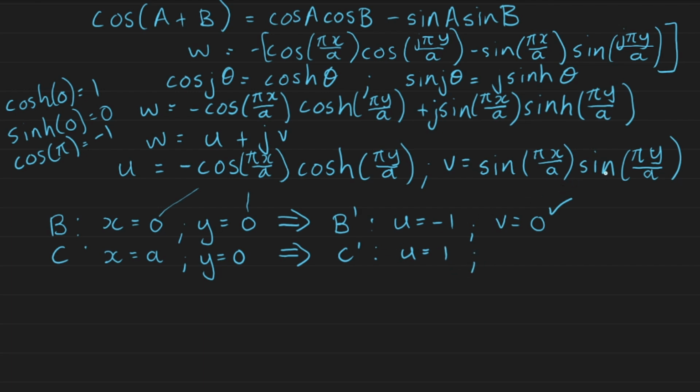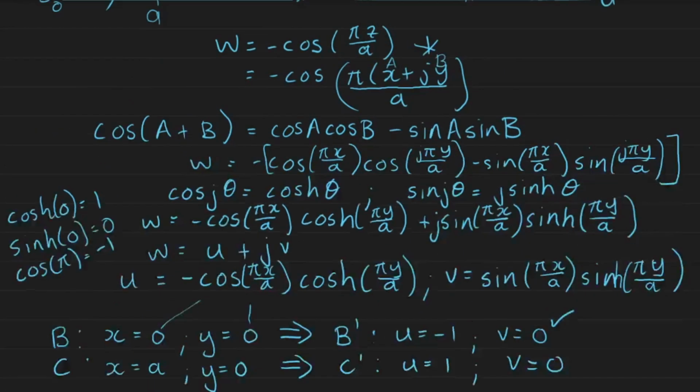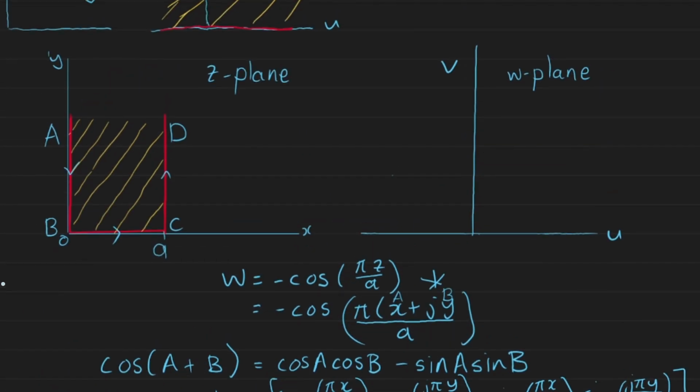And here we have sine hyperbolic, which is a hyperbolic function, of 0, and sine hyperbolic 0 is 0. So this entire thing is going to be 0. Again, this is what we want. We want v to equal 0. So we have our 2 points, B prime and C prime, and they are at minus 1 and 1. So we can plot that. There's B and there's C, and now we have minus 1 and plus 1, and this is where B prime is, and this is where C prime is.